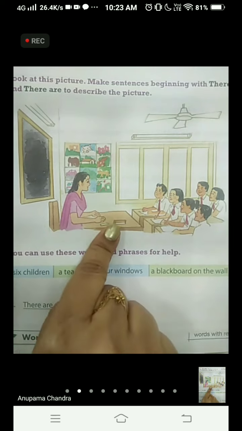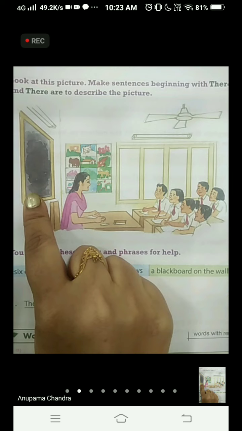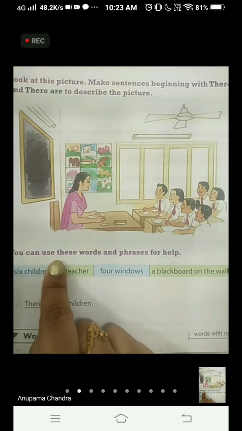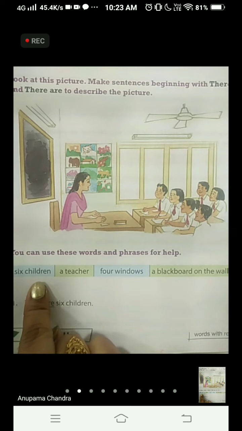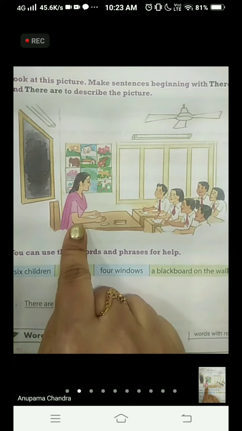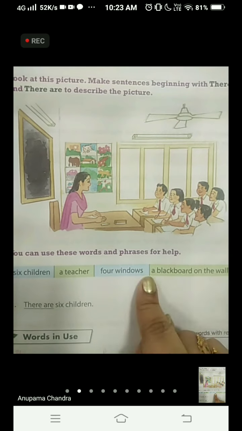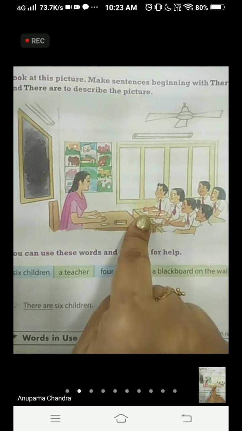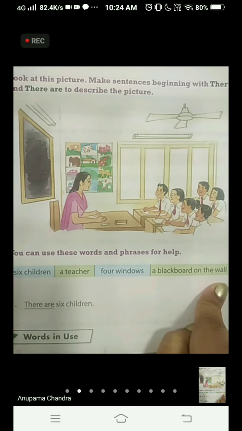As you can see, children, this is a picture of a classroom. Teacher is there, some children are there, blackboard is there. So this is a picture of classroom, and what is given? You can use these words and phrases for help. What are those? 6 children. So it is given that 6 children are sitting in the classroom. A teacher is there. 4 windows, 1, 2, 3, 4. 4 windows are there. A blackboard on the wall. A blackboard is also there on the wall. And many more things you can also see in the classroom. But these things are given for help.